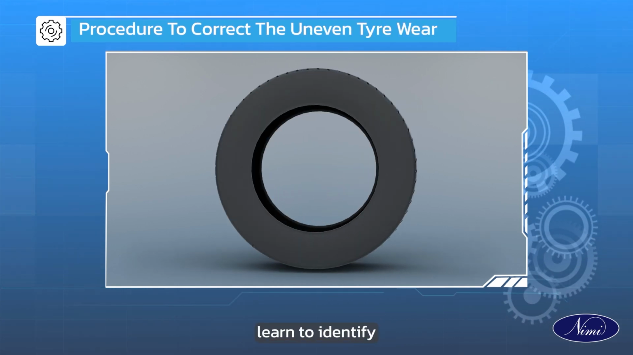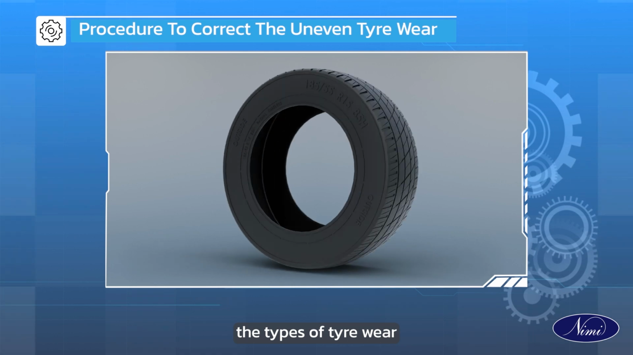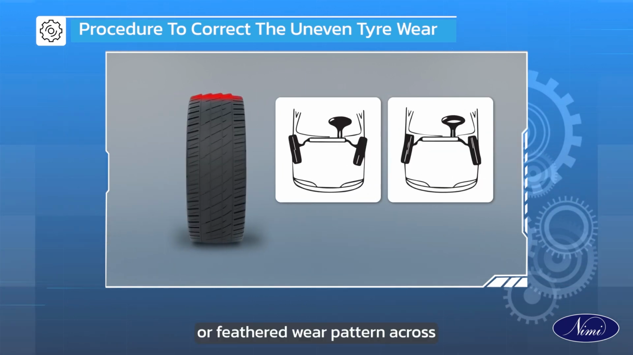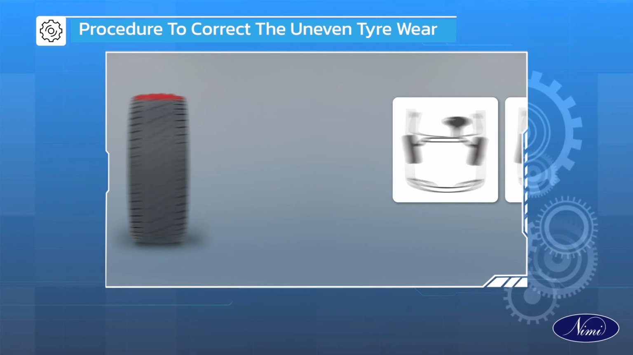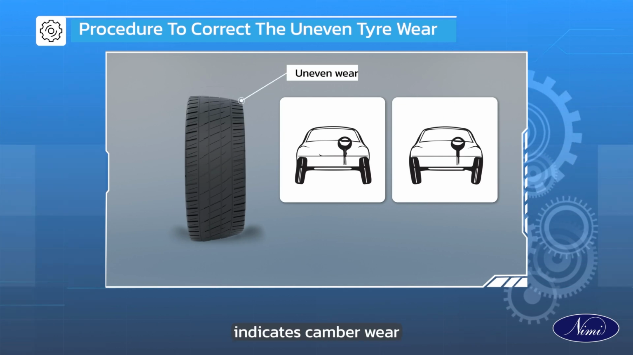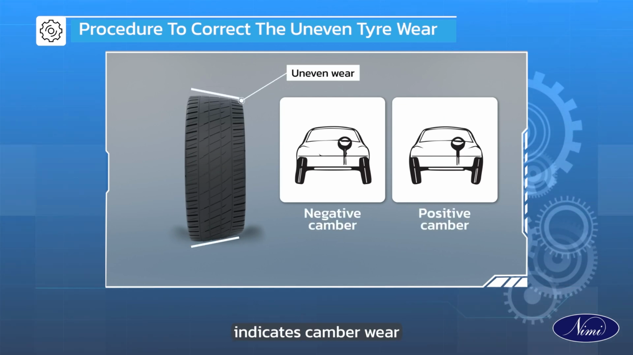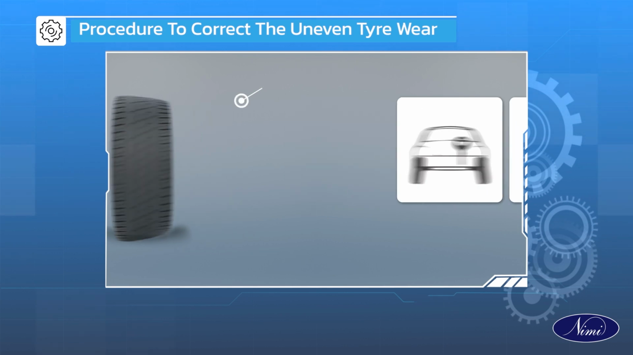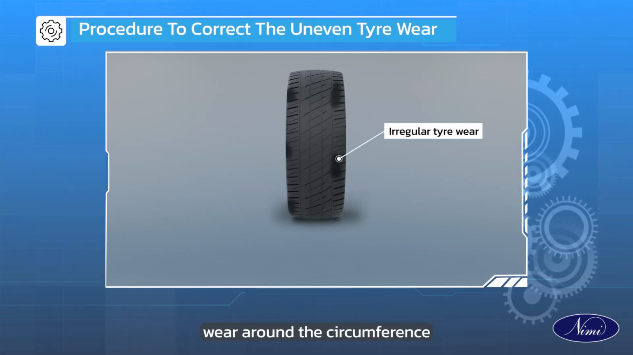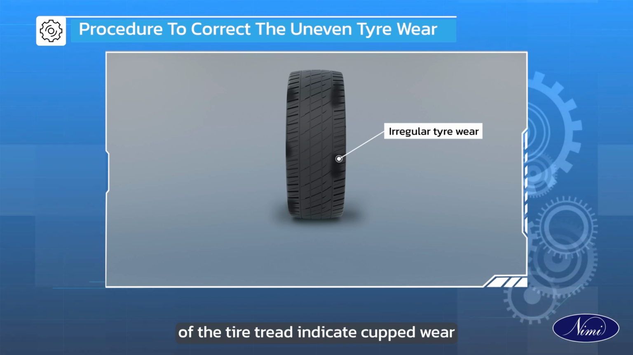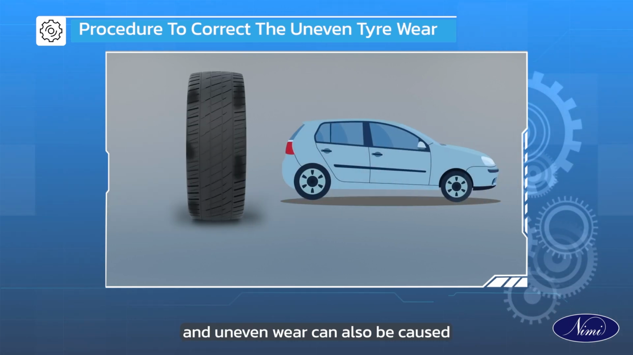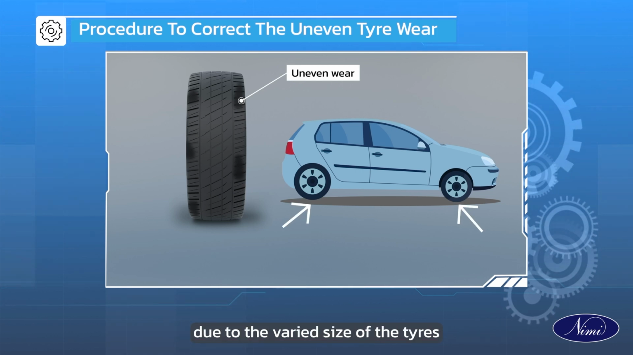We will now learn to identify the types of tire wear. A feathered wear pattern across both wheels indicates toe wear. An uneven wear pattern indicates camber wear. Irregular tire wear around the circumference of the tire tread indicates cupped wear. An uneven wear can also be caused due to the varied size of the tires.